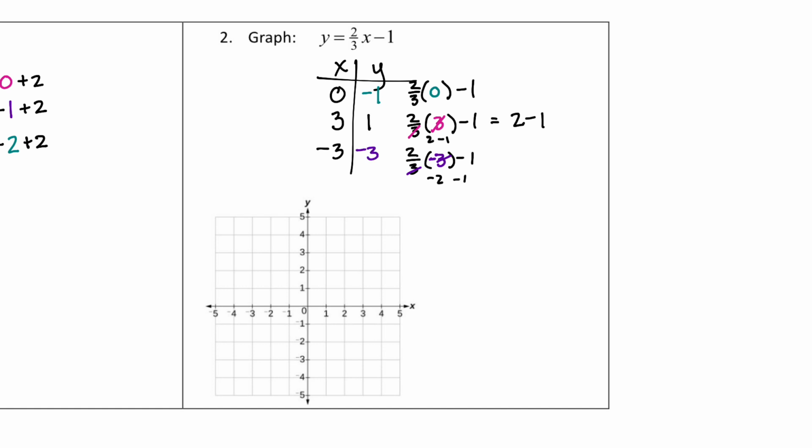And I'm going to replace that one with a pink one. So 0, negative 1, 3, 1, and negative 3, negative 3. And those are in a straight line.